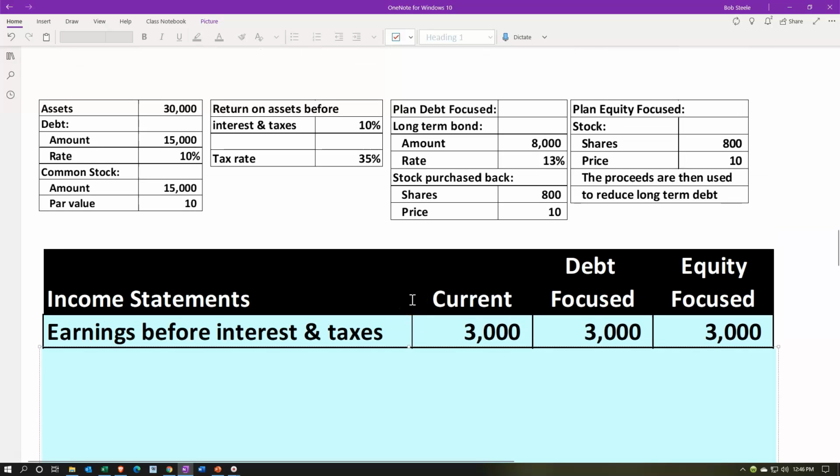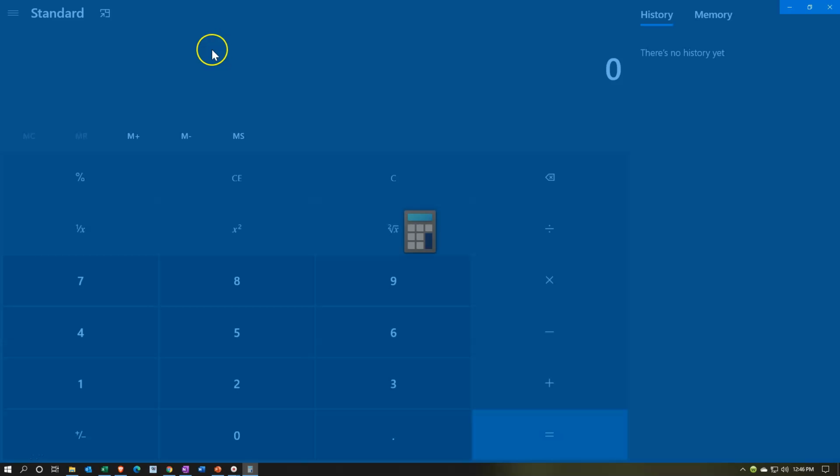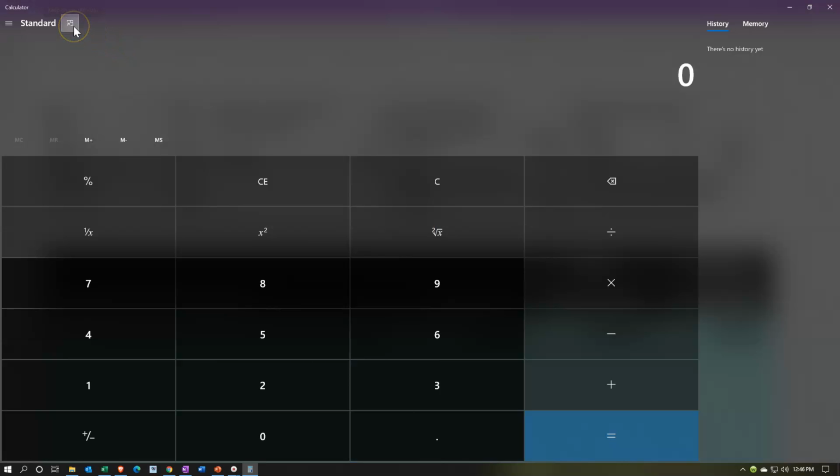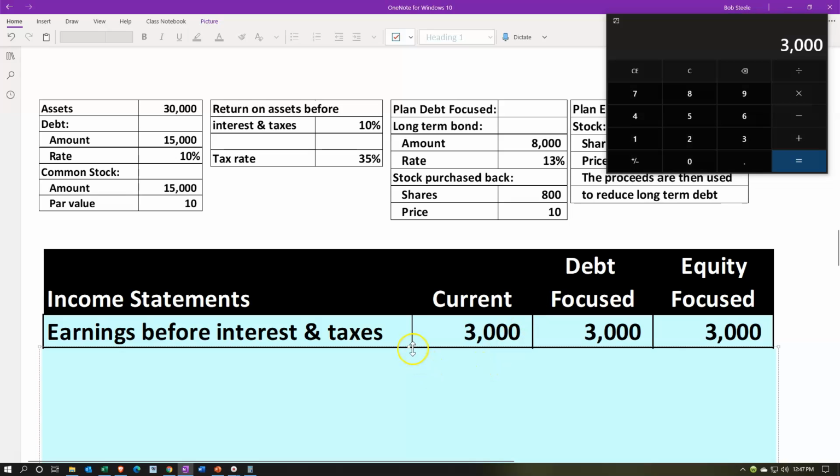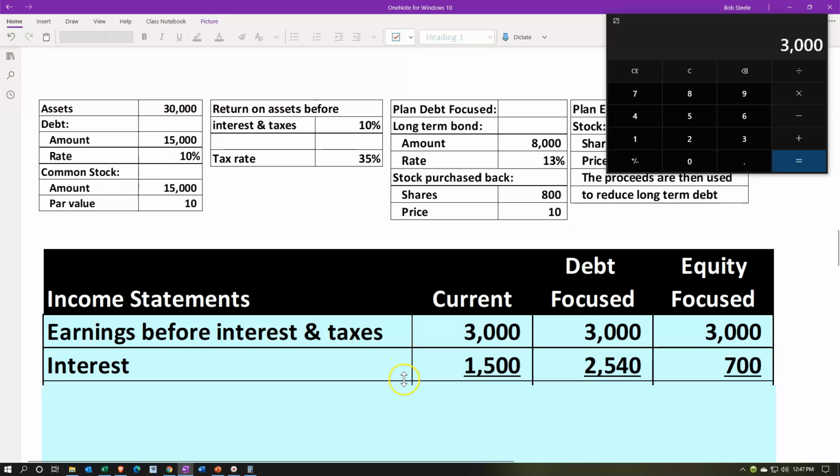We're going to say there's a return on the assets of 10%. Here's the huge calculator, so we can calculate that. Let's make it a little smaller. We're going to take the 30,000 times the 0.1, 10%, because that's the return we're getting. So that's going to be, under the current plan, the debt plan, and the equity plan, 3,000. That's going to be kind of like the bottom line of the income statement before we take into consideration the interest and the taxes. And that's where things change on the interest.